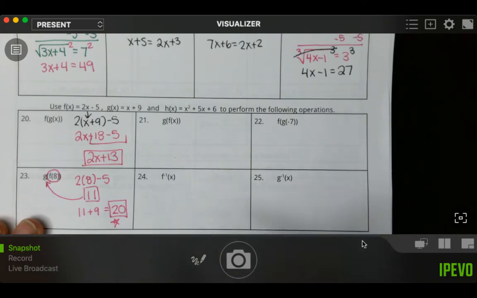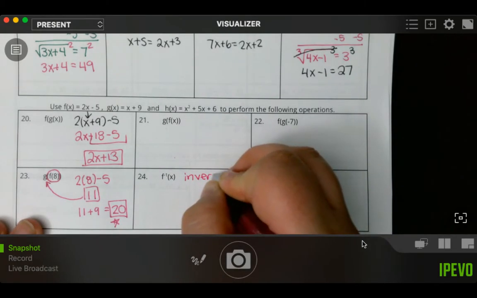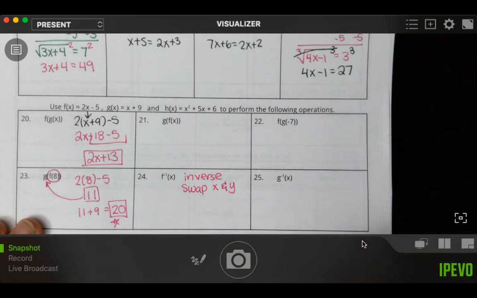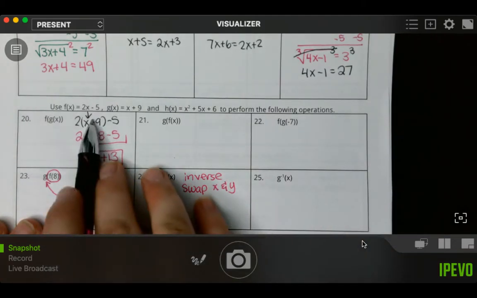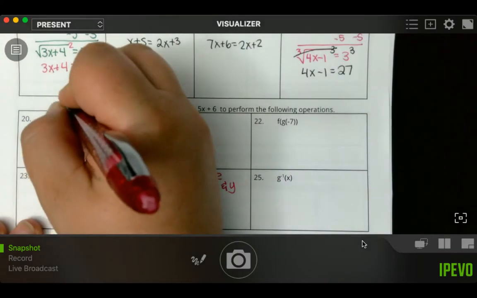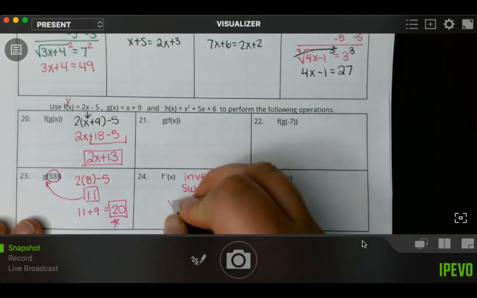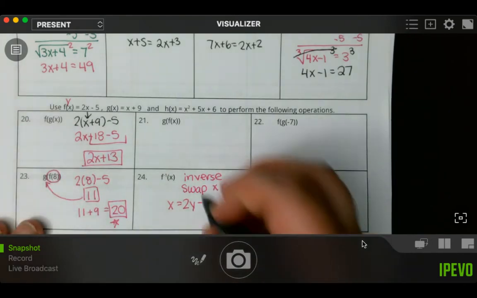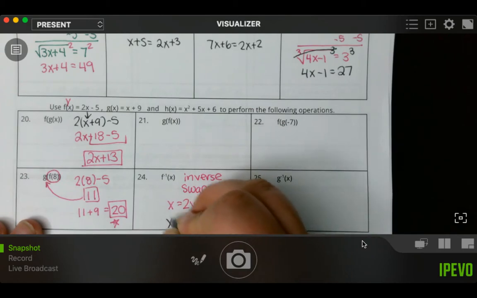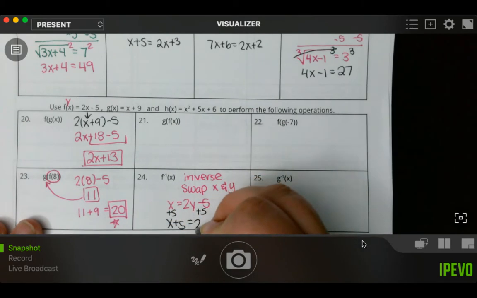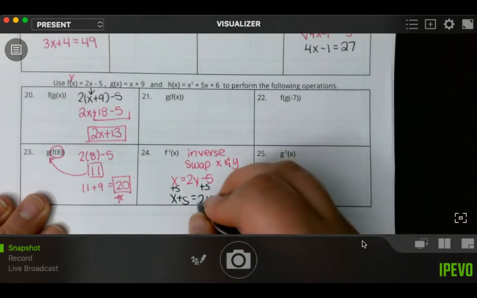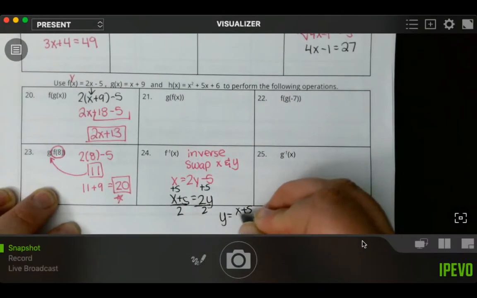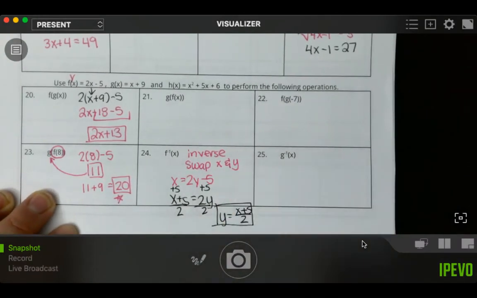For an inverse, that's what this means. That's where you swap x and y. So I'm going to write this equation, but instead of essentially y equals 2x minus 5, it's x equals 2y minus 5. And I want to try and get y all by itself, so I add the 5 to the other side. And then to get y fully by itself, you divide by 2. So my inverse is x plus 5 over 2. Look at that.